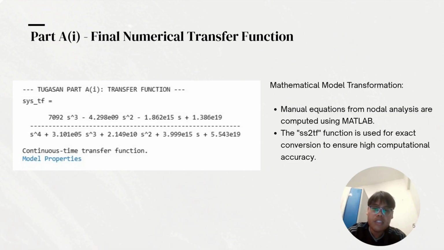Now I want to explain part A1, the final numerical transfer function. As you can see, this picture shows the part A1 transfer function. The mathematical model transformation and manual equations from nodal analysis are computed using MATLAB. Then the SS2TF function is used for exact conversion to ensure high computational accuracy.